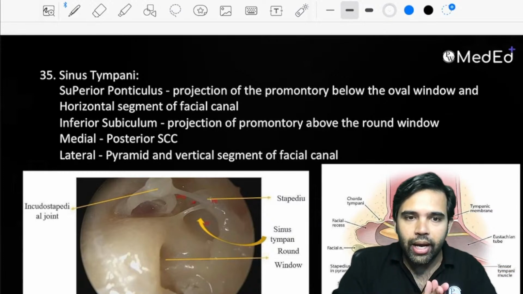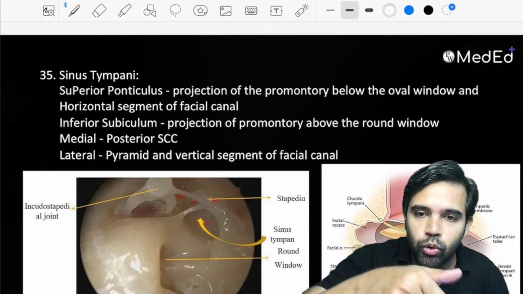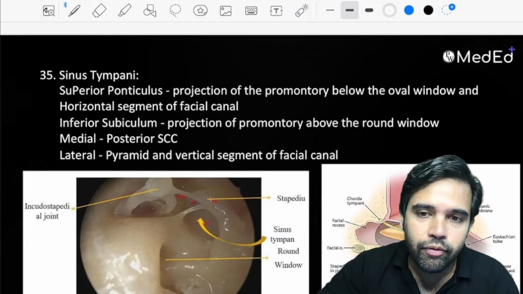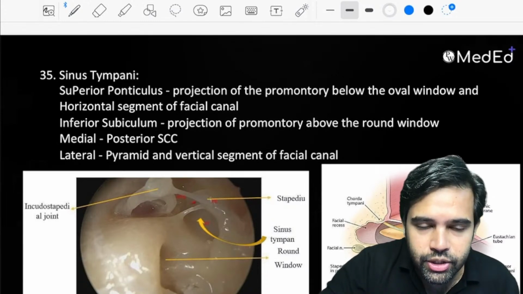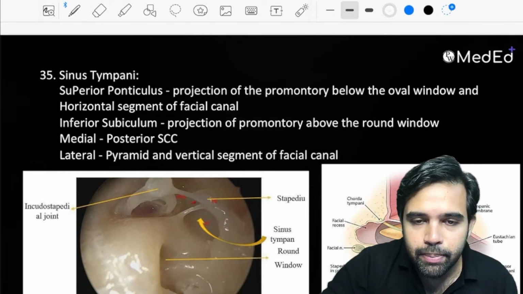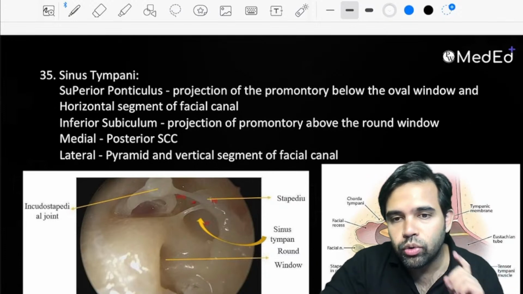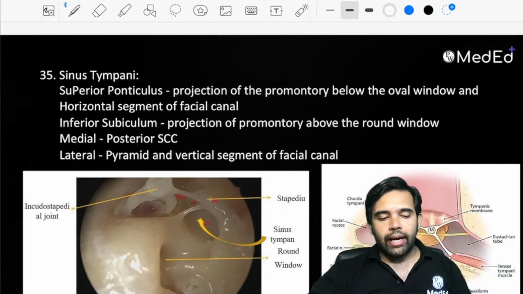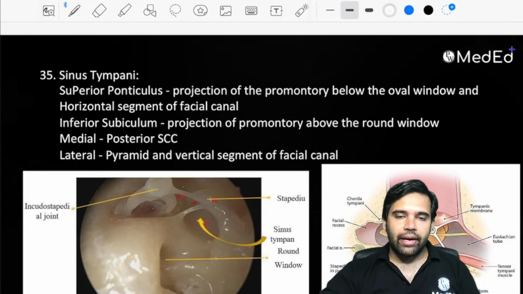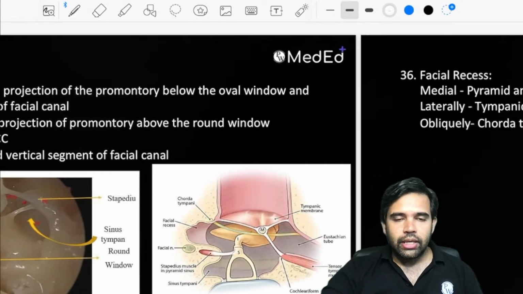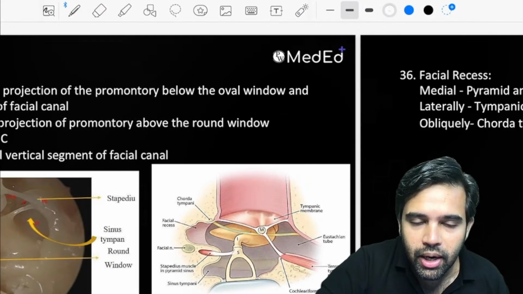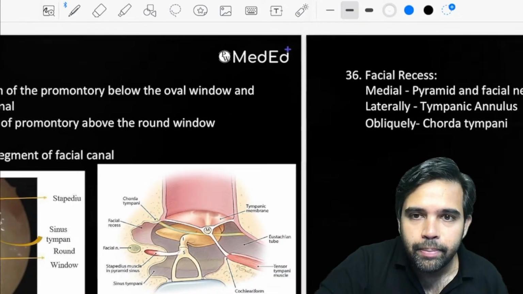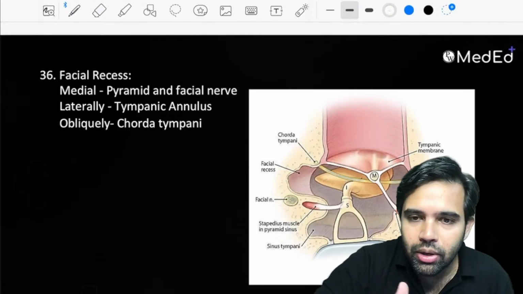That projection is basically what happens on this promontory also when the bones ossify and the membranes are formed, right? So here you can see the marked sinus tympani, which is above the round window and below the oval window, and the facial recess is lateral, right? This is a side view, and in this side view you can also see the sinus tympani marked between the stapes and the pyramid. The facial recess is all the lateral part.